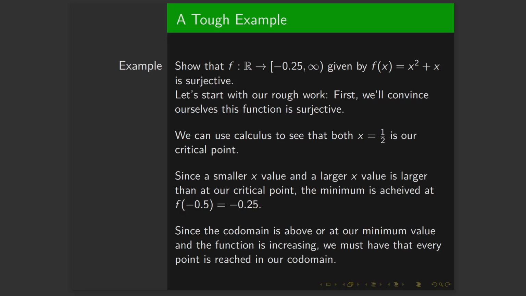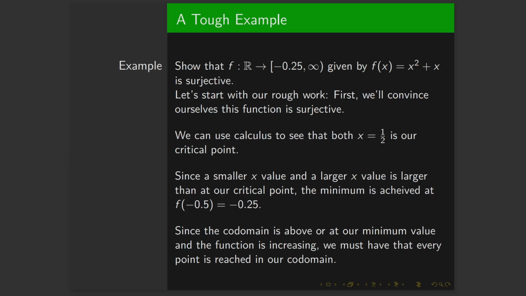So let f be a function that goes from R to [-0.25, infinity), including negative 0.25, given by f(x) = x squared plus x. We have to show that this is surjective. Now, first, let's convince ourselves that this function is surjective. So we have to make sure that the codomain and the range line up.